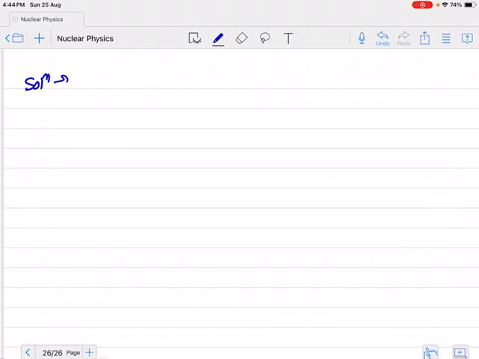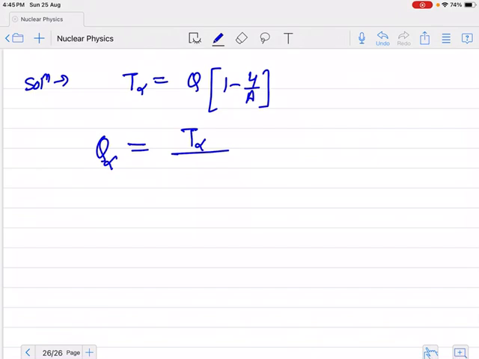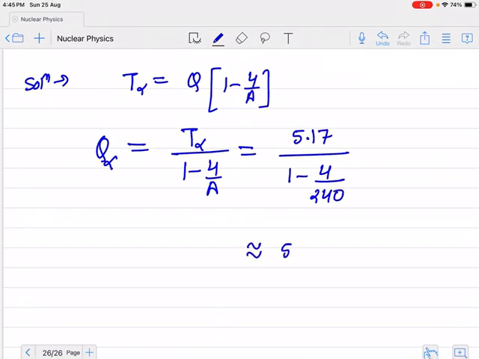So the solution is very simple. We know that T alpha is Q alpha times 1 minus 4 upon A. And instead of asking T, they are asking Q alpha, the disintegration energy. So it is T alpha divided by 1 minus 4 upon A. T alpha is 5.17, which is given, and you can put the value of A, which is 240. Just calculate it and find the answer, which is nearly equal to 5.26 mega electron volt. It means option A is correct.